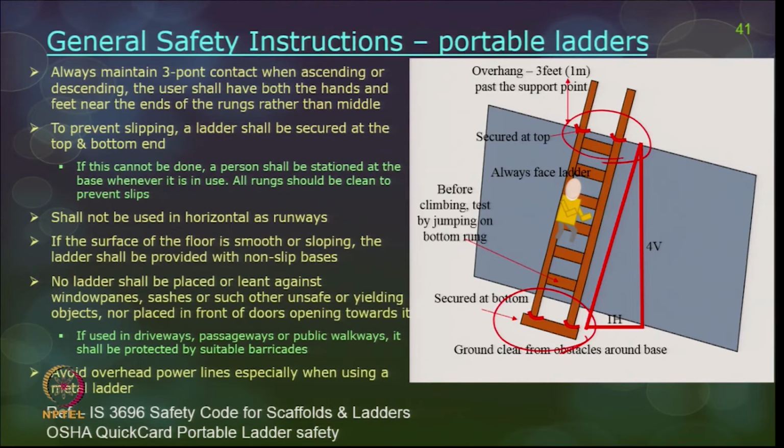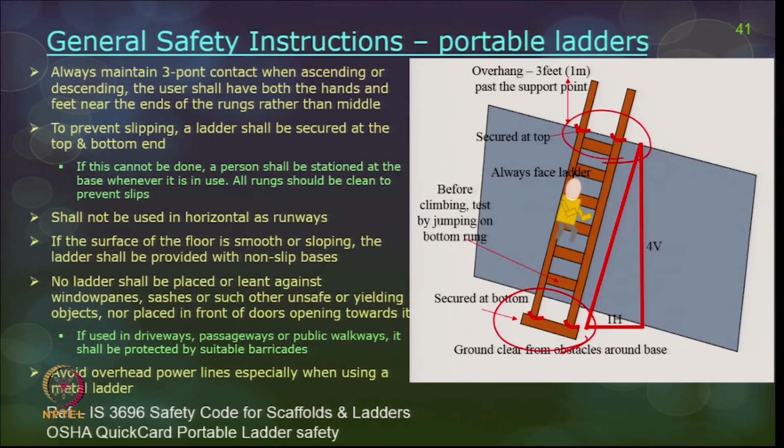If the surface of the floor is smooth or sloping, the ladder shall be provided with non-slip bases, and no ladder shall be placed or leaned against any window pane, where people may try to open the windows, or any glass sashes or glass ways, or any doorways or access ways, or any unsafe and yielding objects. Do not place the top point of a ladder onto a glass pane or the like, as that is a hazard.